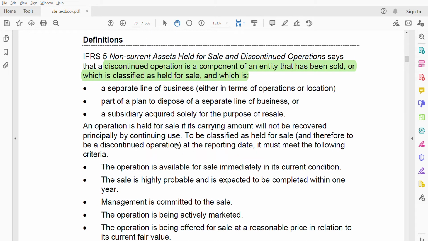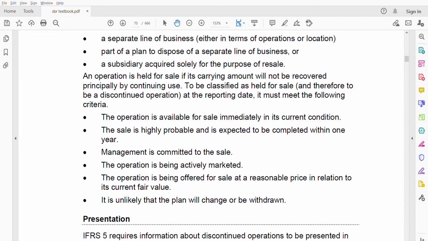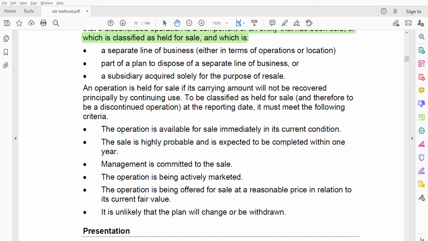To be classified as held for sale, and therefore to be a discontinued operation, at the reporting date you must meet the following criteria. You need to memorize these criteria. Understand them, but they need to be there, because nine out of ten times this standard is in the exam. There are six criteria, so make sure that you know all six. Let me list them down one by one.